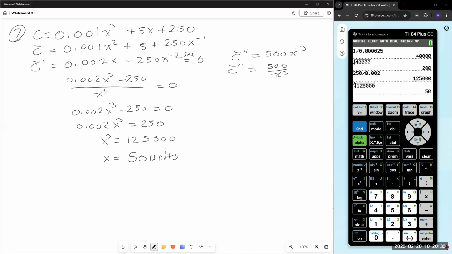And because C bar double prime of 50 is greater than 0, C bar has a local minimum at x is equal to 50 units of production. Okay. Let's go ahead and look at number 8.